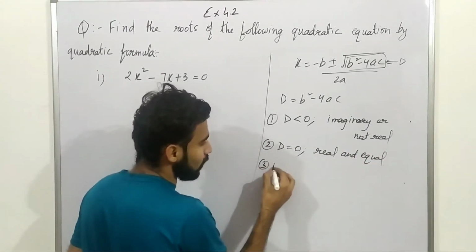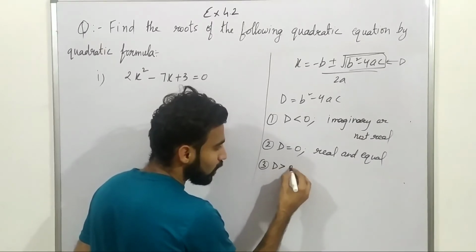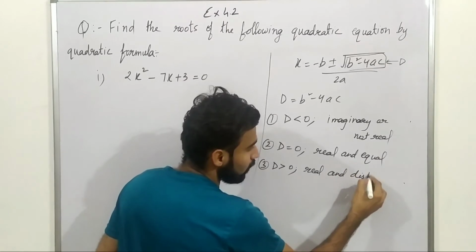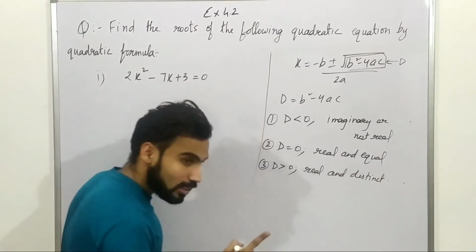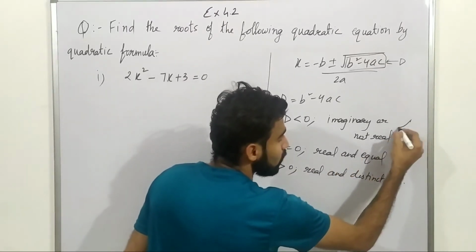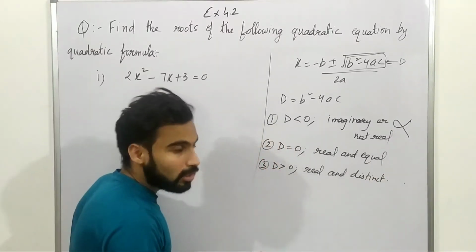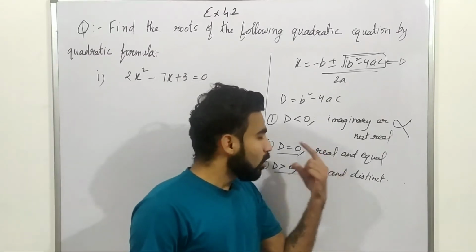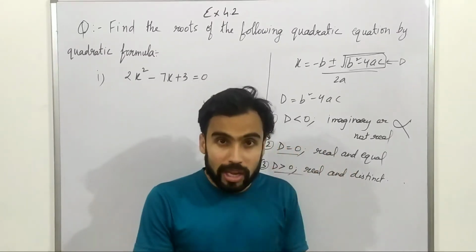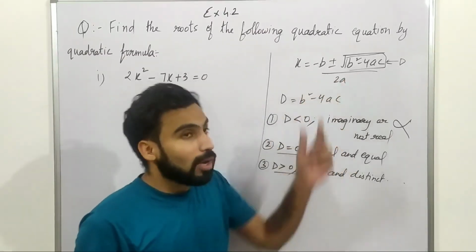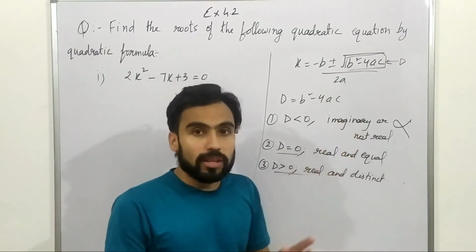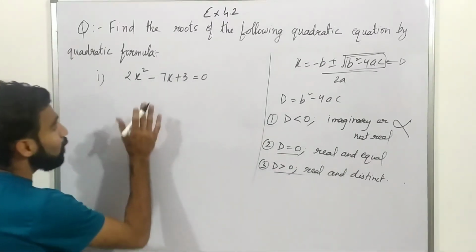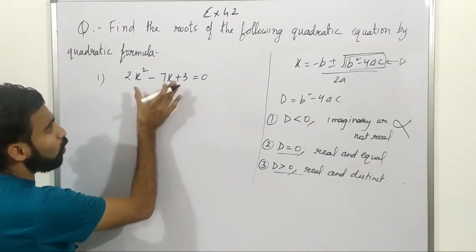And the last case is when the value of capital D is greater than 0, then both the roots are real and distinct. So in this chapter, we are not going to discuss imaginary roots. That means we have to stick with these two cases. That means if the roots are going to be real, only then we are going to find out the roots by this formula. If the roots are imaginary, then we are not going to find out the roots by this formula. So firstly, let me find out the value of capital D for this equation.